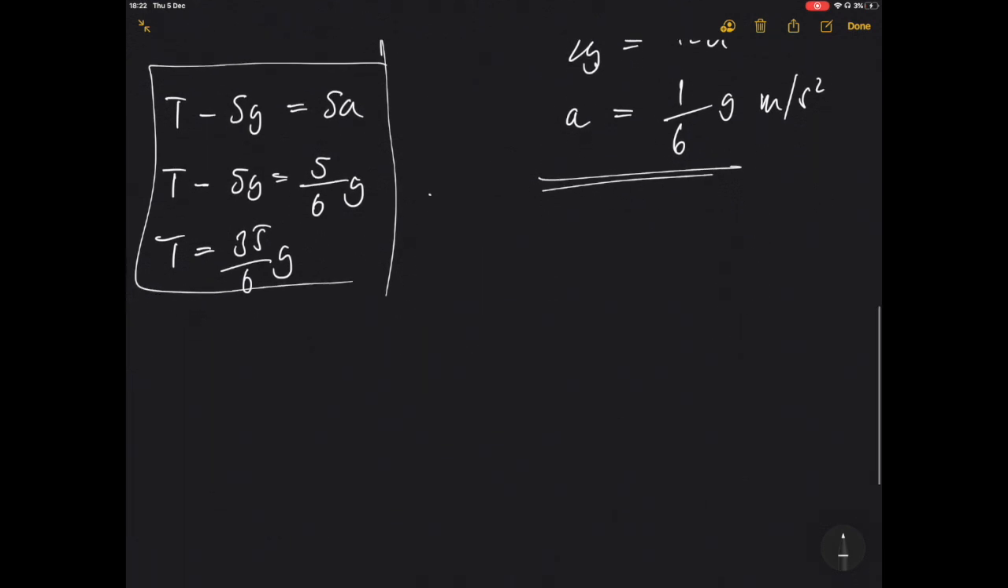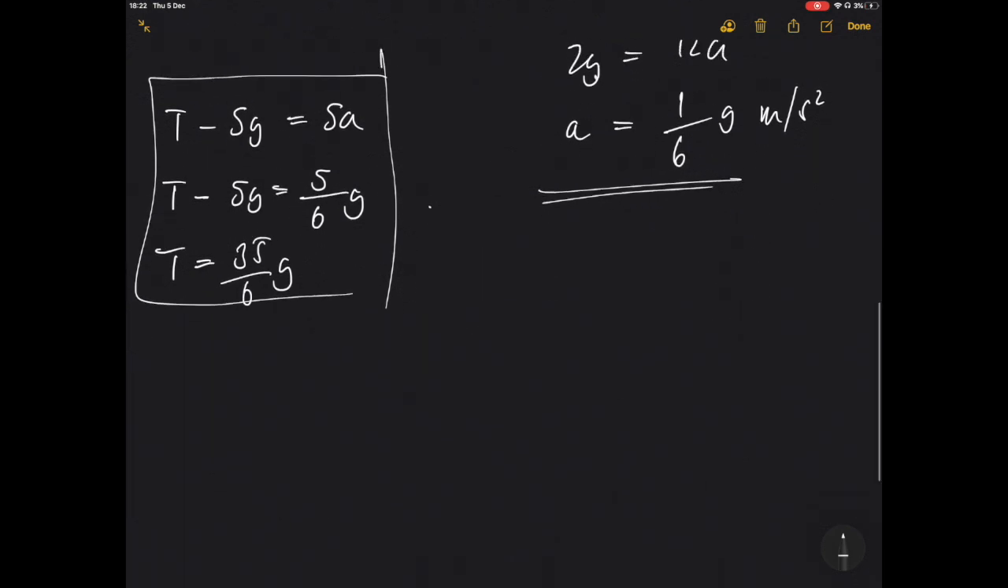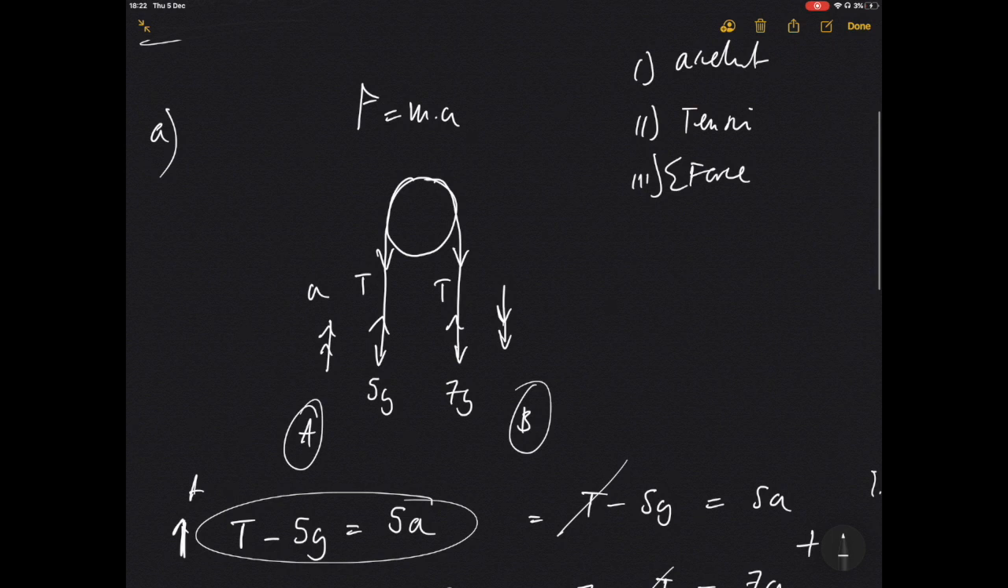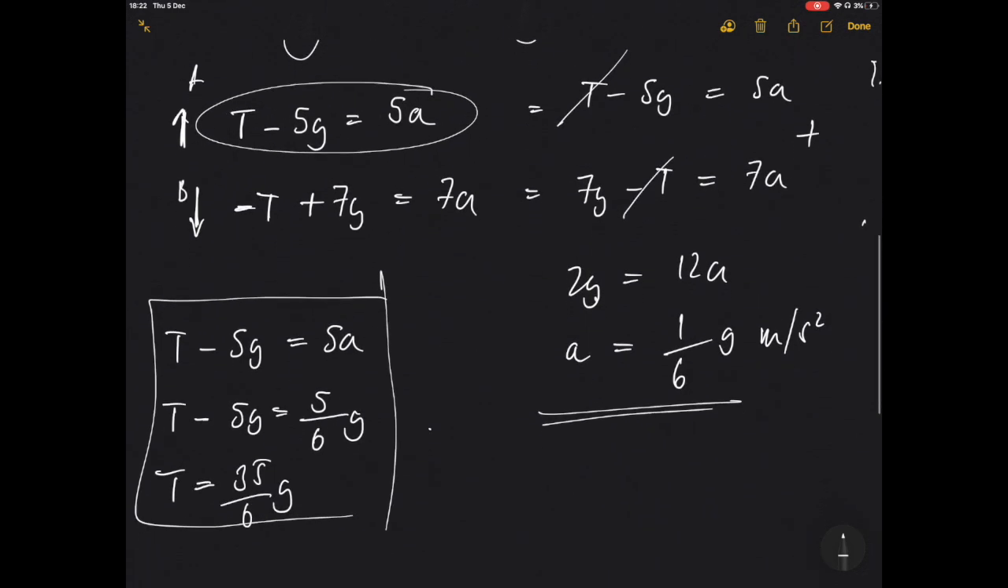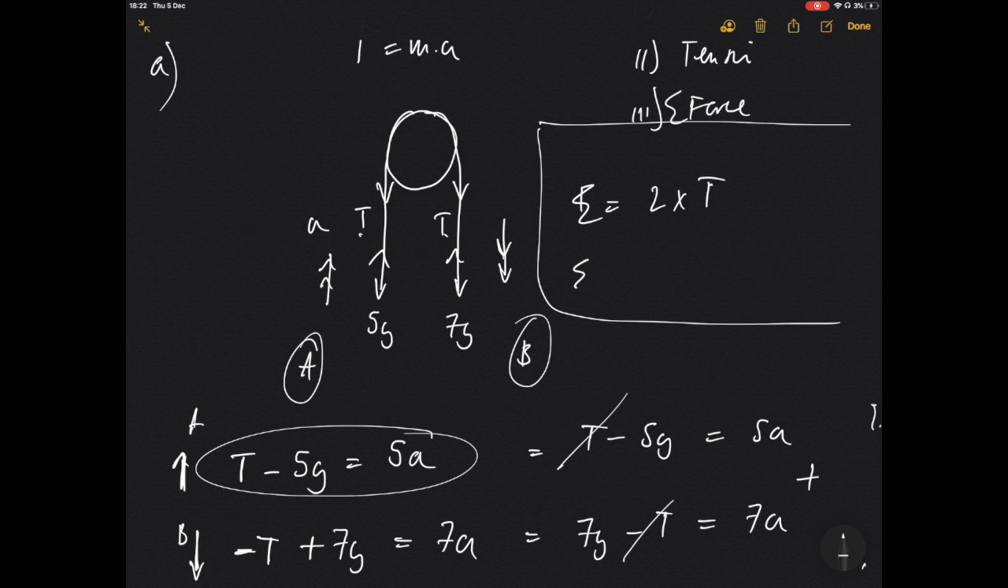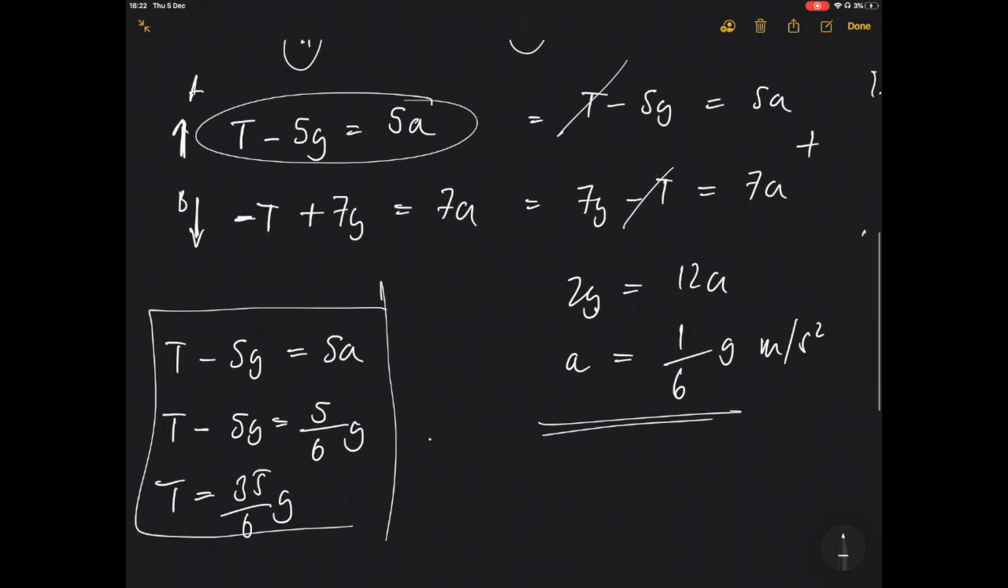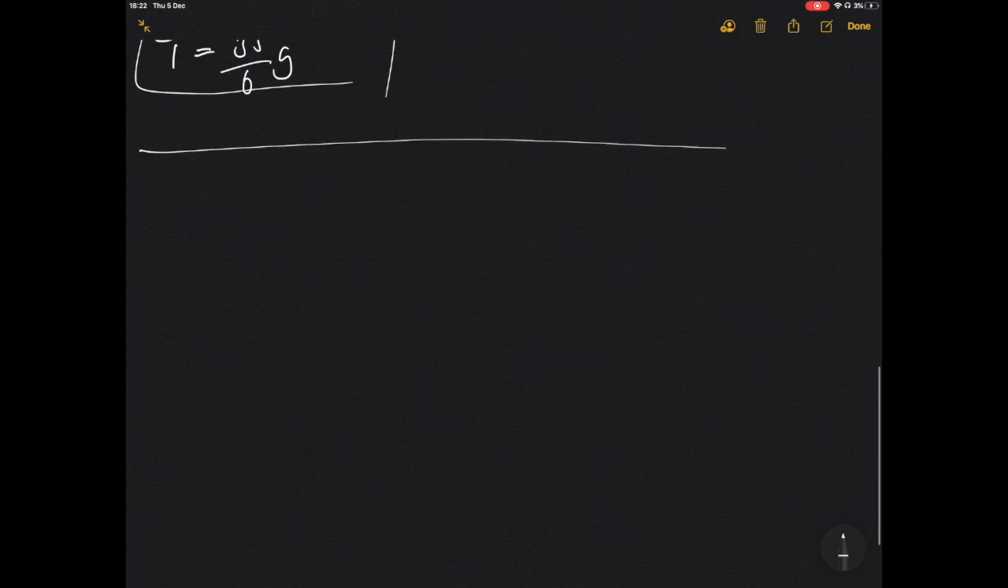Okay, and then finally, it asks for the total force which is acting upon the pulley. We actually have two T's here, so the total force is going to be equal to 2 times T. We know what T is, that's 35 divided by 6 g, so the total force equals 35 divided by 6 g times 2, which equals 35 divided by 3 g. Okay, so that would be our total force, and that would be full marks in the exam.